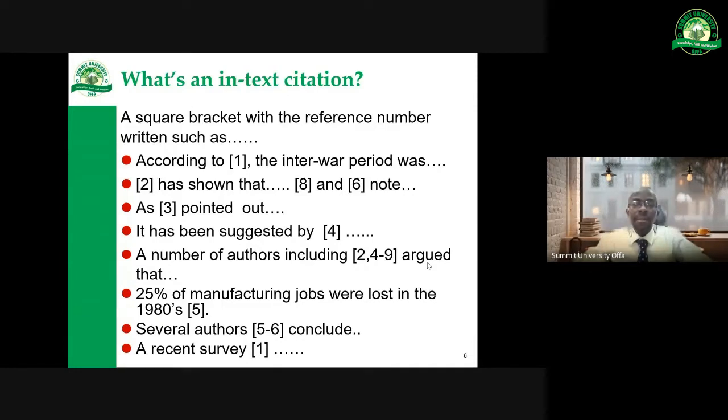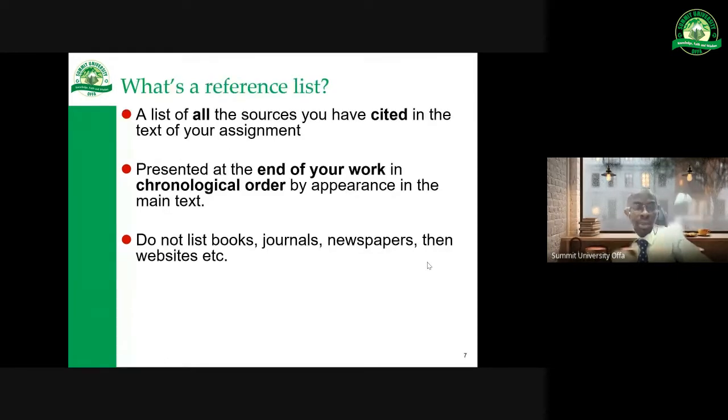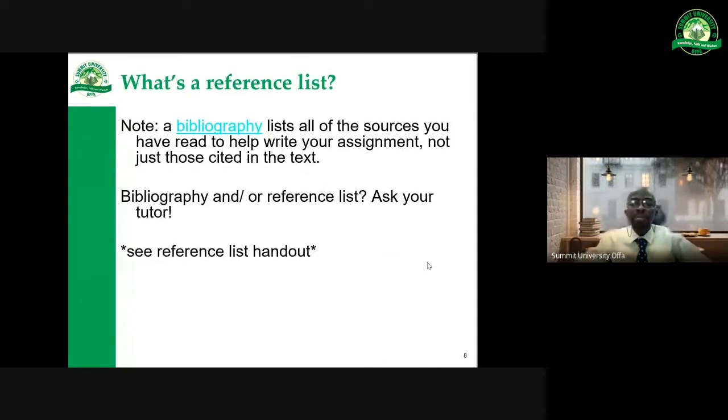that square bracket. And then a reference list is just a list of all the sources you have cited in the text of your assignment. It may be in your paper publication, it may be in your thesis and the rest. However, a reference list is different from a bibliography. A bibliography lists all of the sources you have read to help write your assignment.